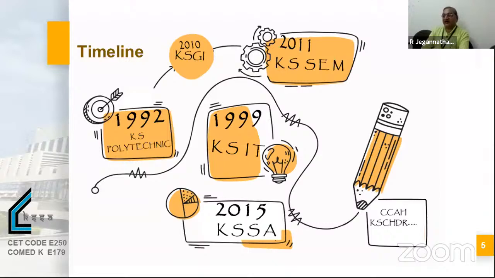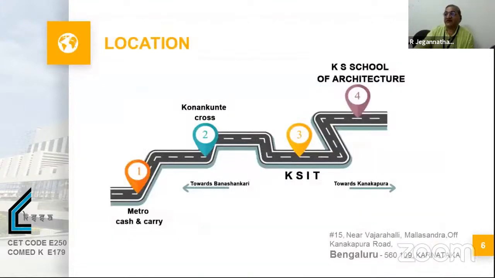The KS School of Architecture is the youngest baby in the group. We were started in the year 2015. And in the KS group, in this KS School of Architecture, we also have smaller babies. I'll come to that as we move into the process.